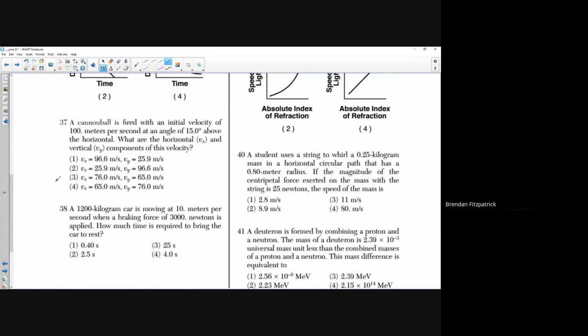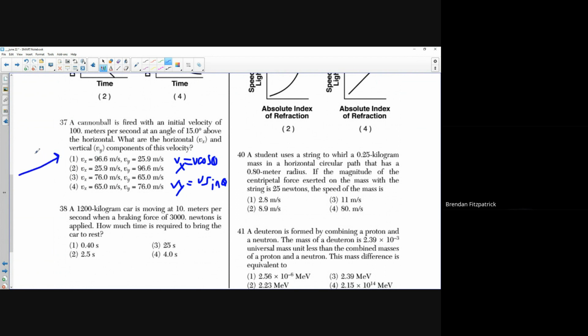A cannonball is fired at 100 meters a second at 15 degrees above. What is the horizontal and vertical components? So this is just a trigonometry question. Vx is v cosine theta. And Vy is V sine theta. Those formulas are in your reference table. They're written as Ax is equal to A cosine theta, and A is any vector quantity. So here it's velocity is the vector quantity. And just remember, it makes a right triangle.